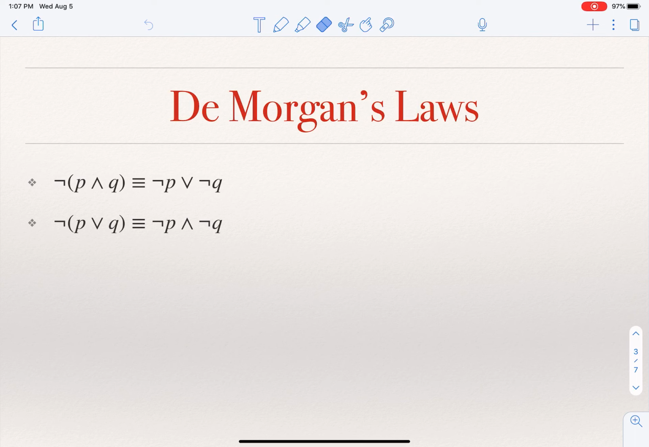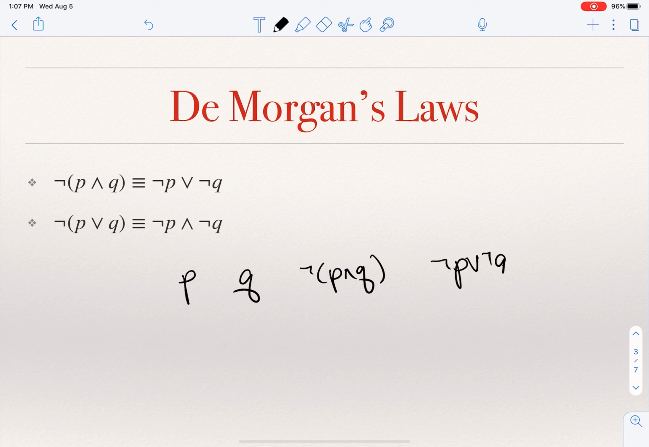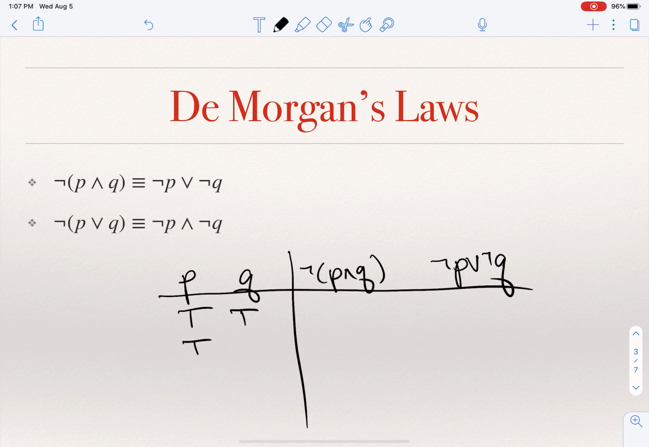If we want to show that these two are equivalent, let me look at the first one. I can build the truth table of the negation of P and Q, and I can build the truth table for not P or not Q, and look at all possible combinations. Again, what I should see on these two columns that are now blank is that in every row they are either both true or both false. So let's look at them here.